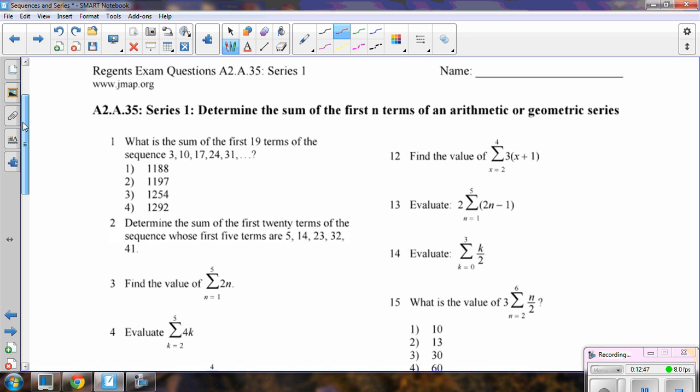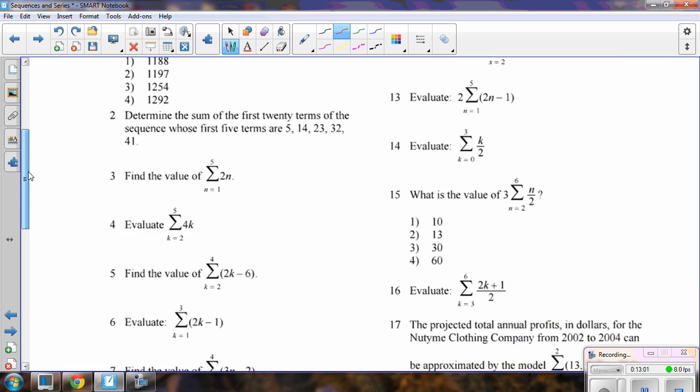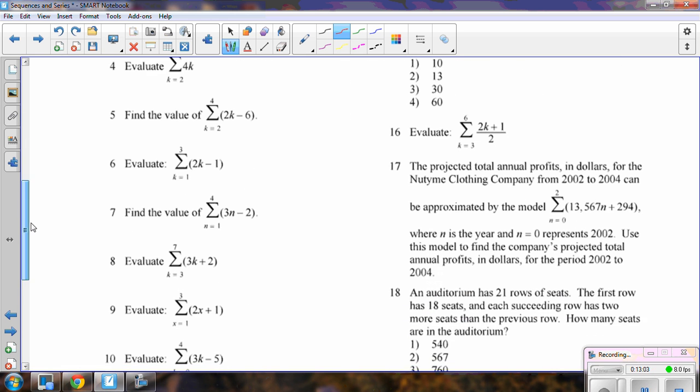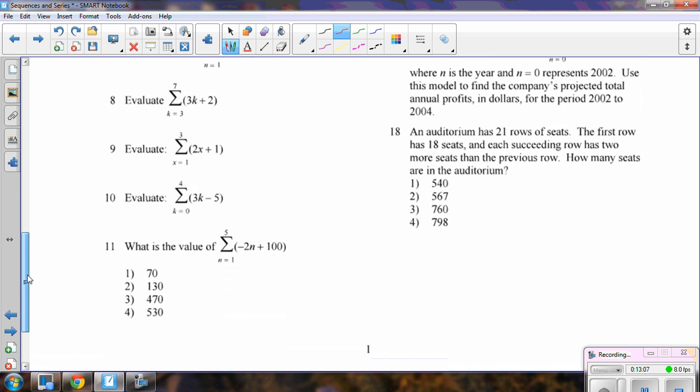Here are the sequences, and here's the sum. So this is using the sum formula that's given on the formula sheet, or you can actually just add them up. So again, this is just plugging in and going through. Some of these use the formula. Oh, maybe not these. The next page does. But these will allow you to just plug in and add up.